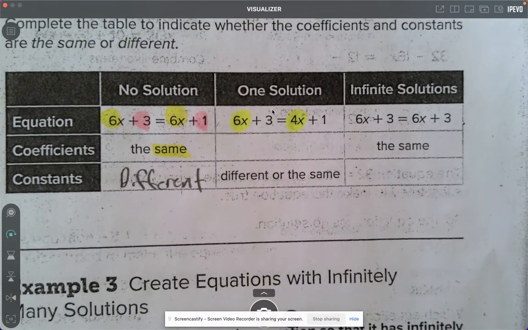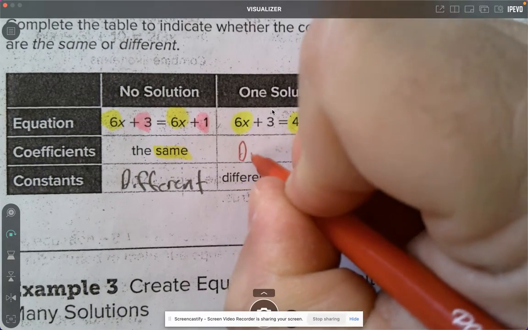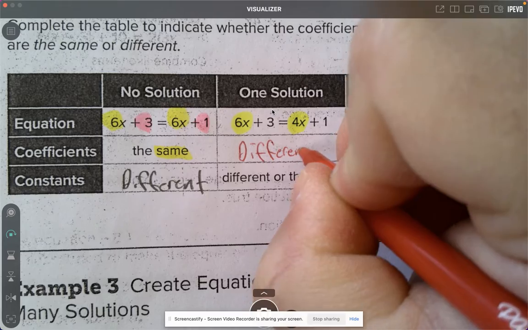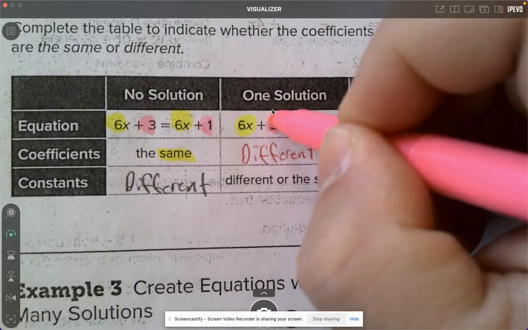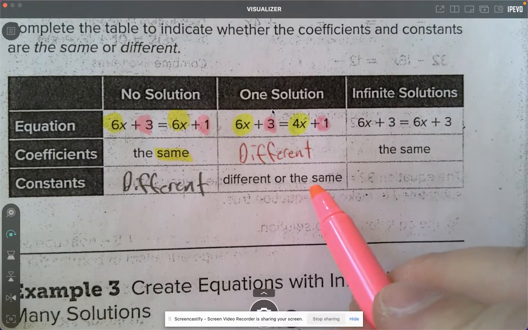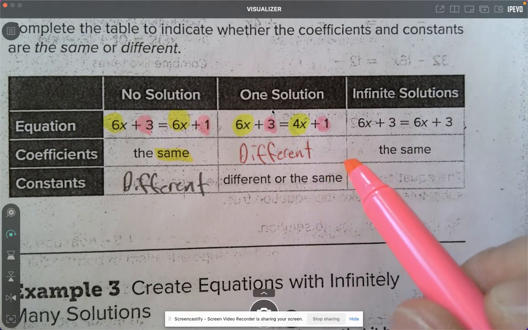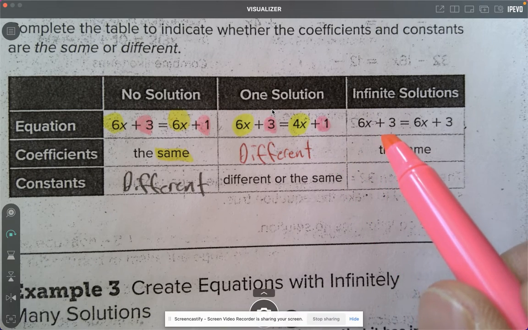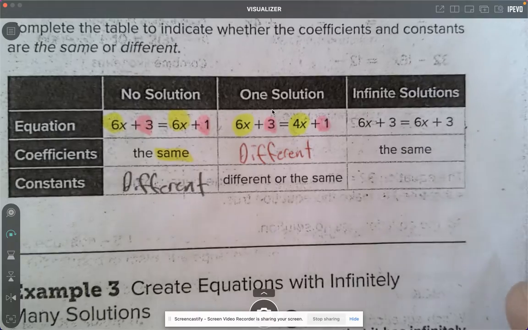So whenever you're going to get an answer for x, you have different coefficients. So right here, I'll put different. And what's true about the constants? Here and here, they're also different, or they could technically be the same, because when that happens you end up getting x equals 0, really.